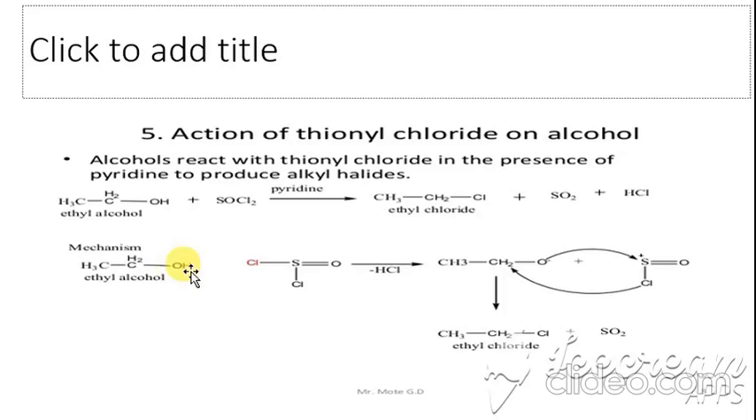Here the polarity arises, and when the SOCl2, called thionyl chloride, attacks, Cl makes ethyl chloride, and the oxygen attacks with the S double bond O and forms the SO2, and the result is the ethyl chloride. So the mechanisms are the same.